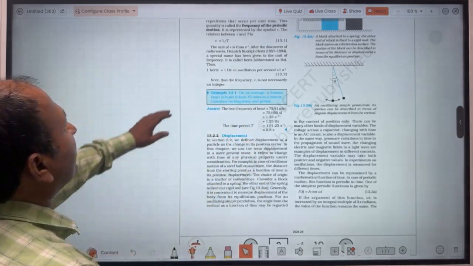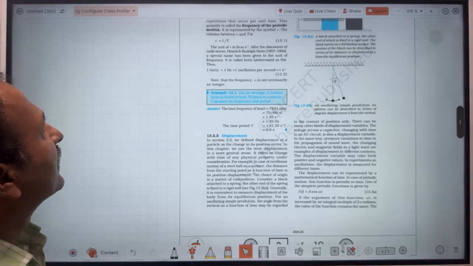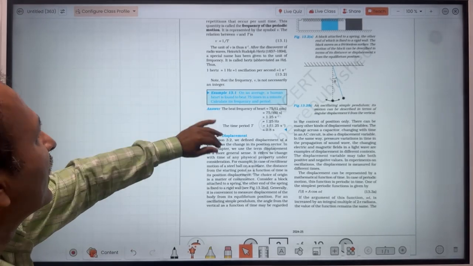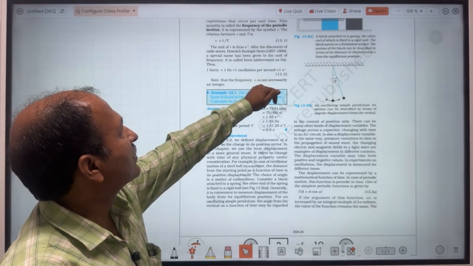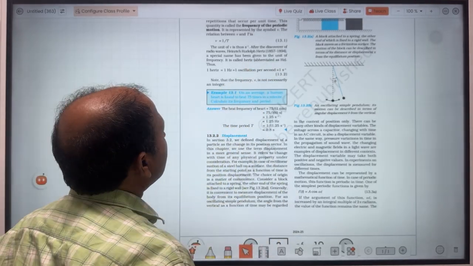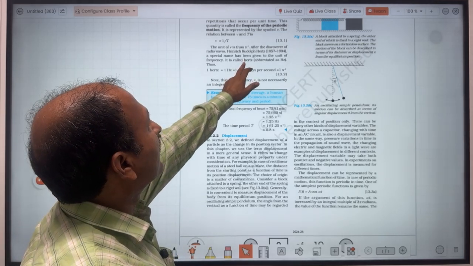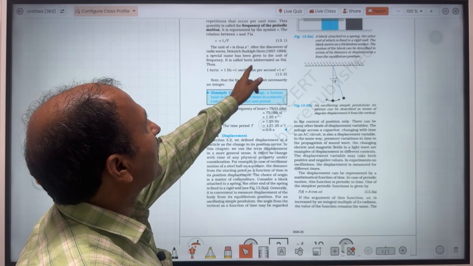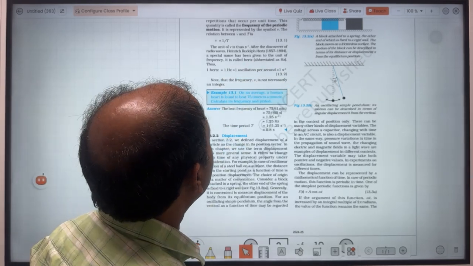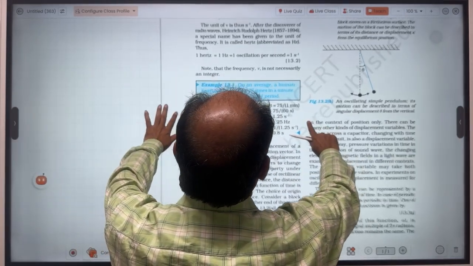Here the very basic thing, that is frequency, is given. Frequency equals 1 upon time period, and its unit is hertz, abbreviated as Hz. Keep in mind, when you write the full spelling, hertz, then the h should be in small letter, whereas when you use the abbreviation, the H must be in capital letter. So here there is one question for you.